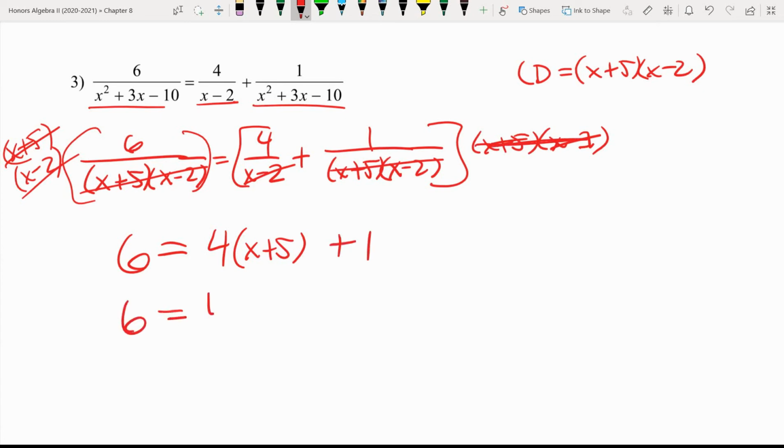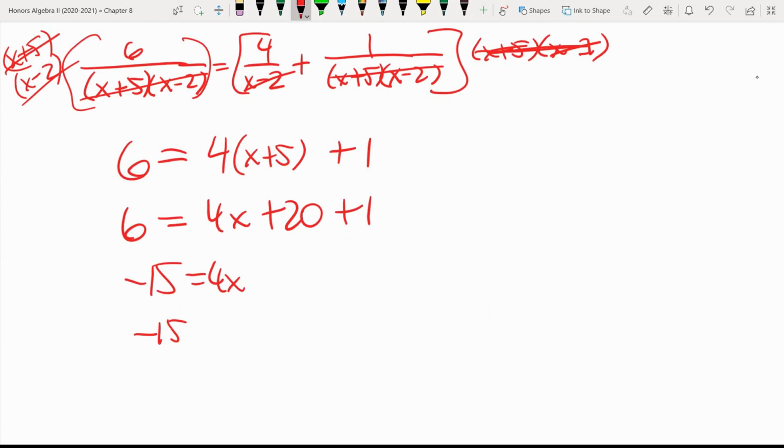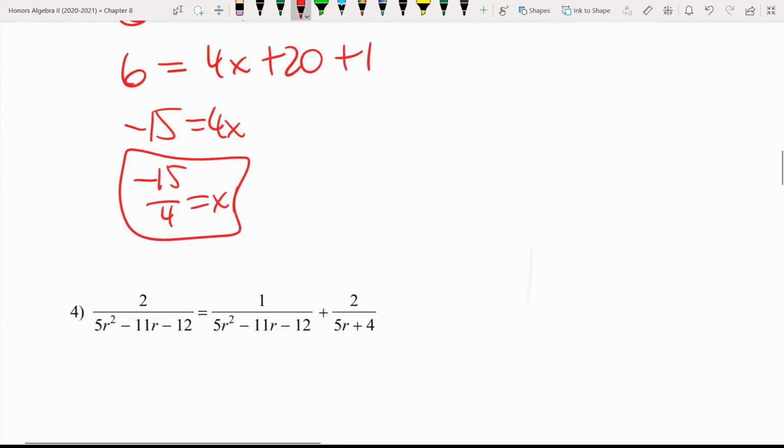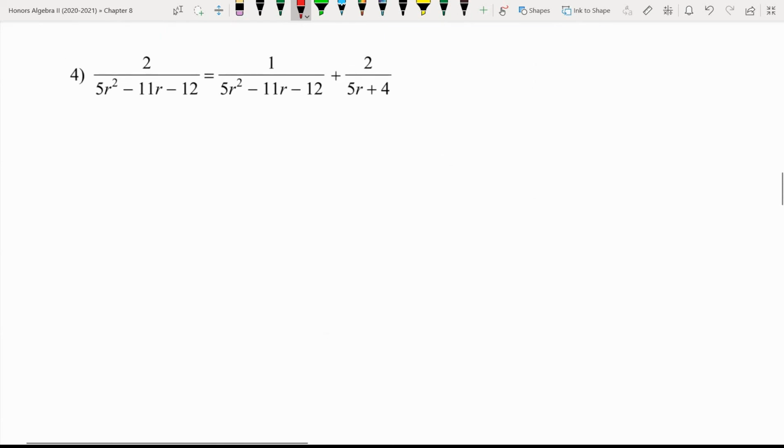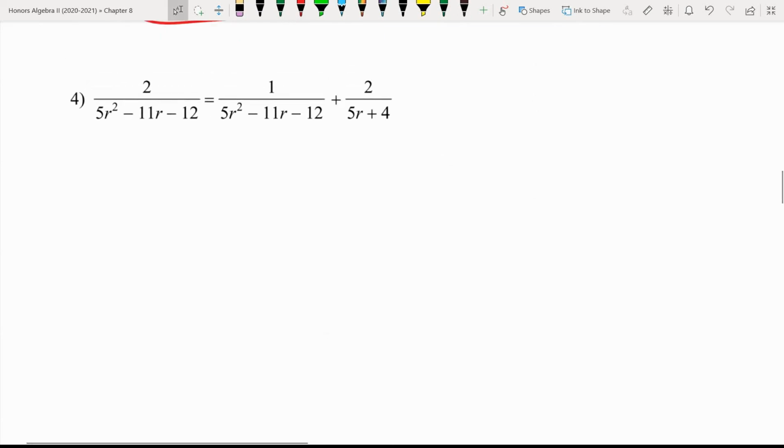The rest of this is pretty straightforward solution. That's going to be 21, so I subtract it, it gets me -15 equals 4x, and that gives me -15 fourths equals x. Okay, this one here, you could have gone a couple different ways with this.